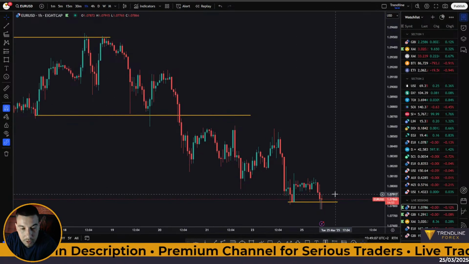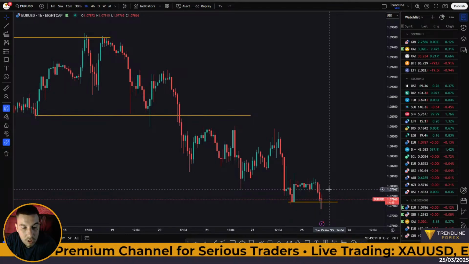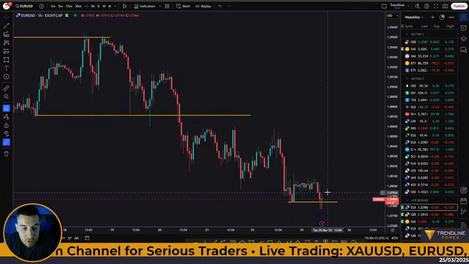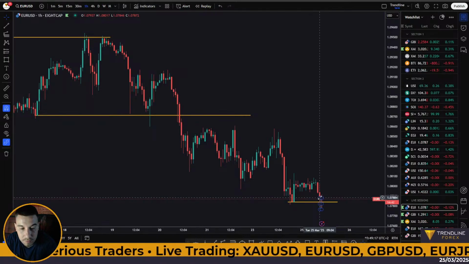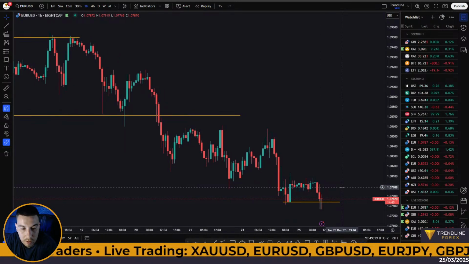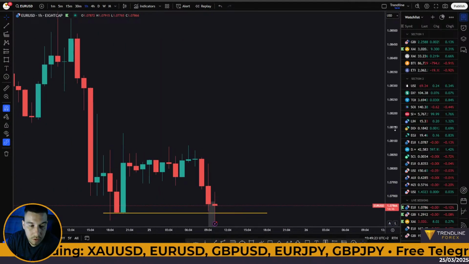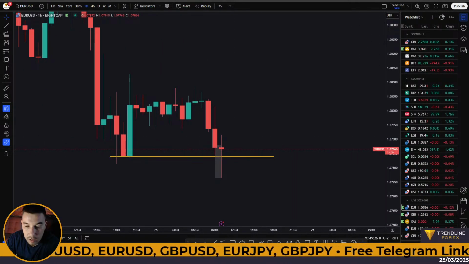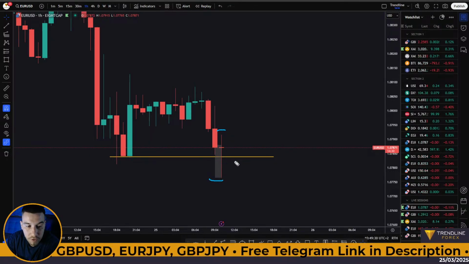Still about 15 minutes left for that 1 hour candle here on euro dollar. I could potentially look for entries only if we have a nice bullish candle. If it closes like this, and what do I mean by this? Well, let me just zoom in a little bit. This right here is a good candle as your first signal.